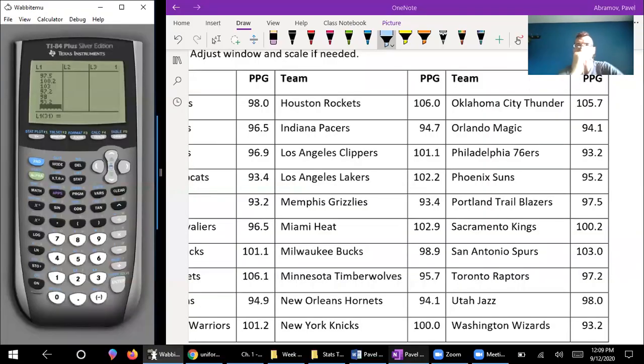Okay, so I've entered all the data. At the bottom, you can see how many data points you included. Make sure that when you included them, you have 30 pieces of data there. Remember, we're talking about 30 teams.